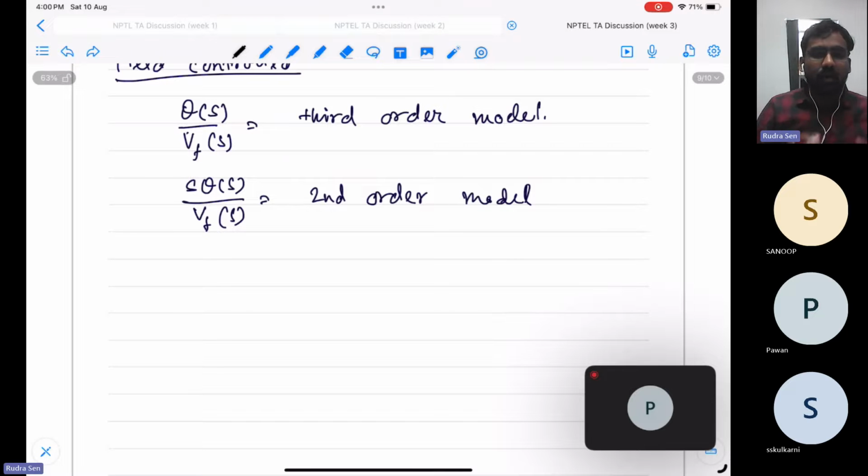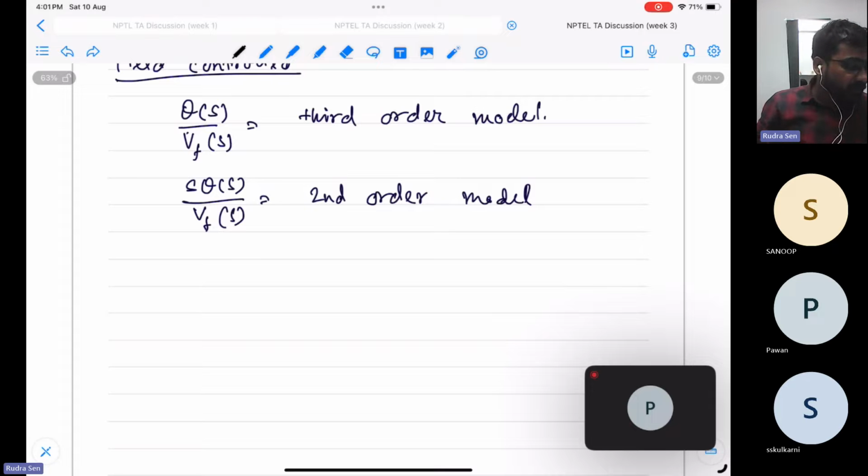So that's why the field control method is basically preferable for smaller motors, whereas the armature control is preferred for larger systems. Okay. Now move to the next segment. The next segment is determination of the transfer function from the state space model.